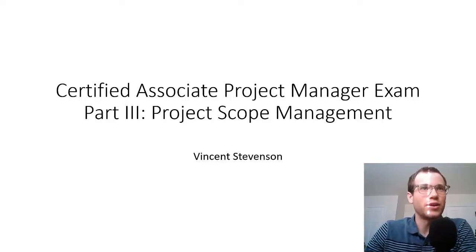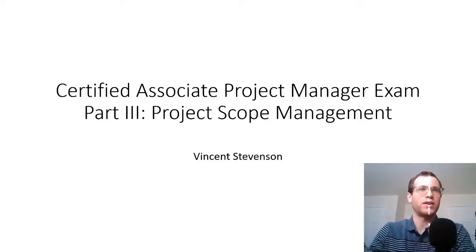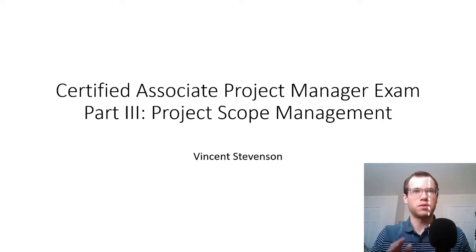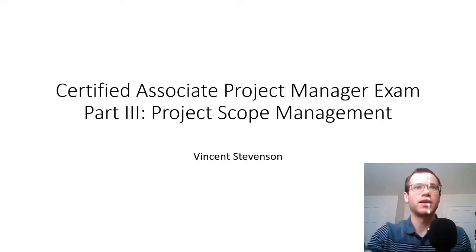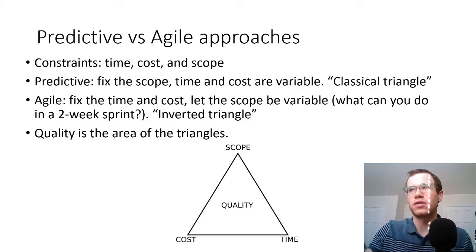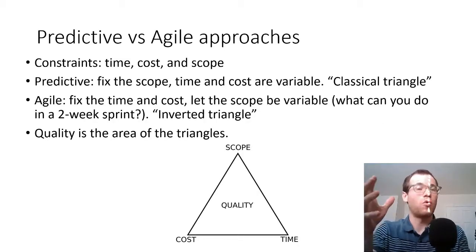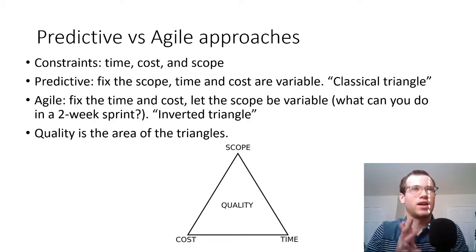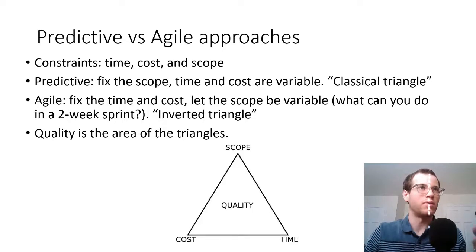Alright guys, in this video we're going to be talking about part 3 of the CAPM exam, which is project scope management. And what's going to happen in project scope management is we're essentially defining what is going to be our project. And there's multiple approaches to handling a project, and the two main ones that you need to know of are predictive and agile.